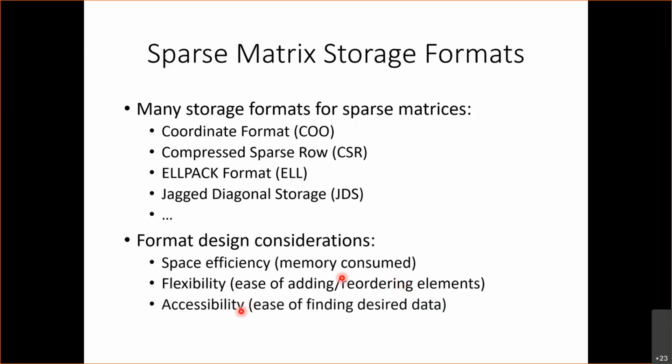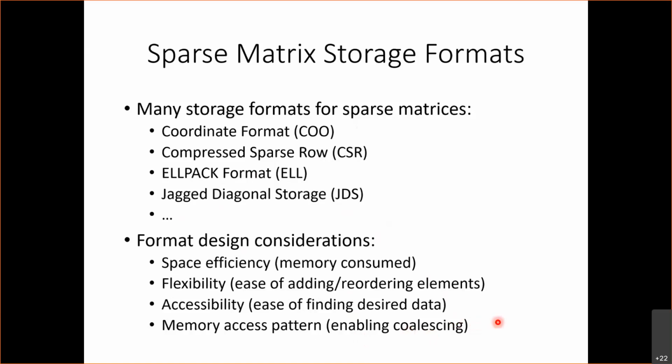Another one is accessibility, the ease of finding the desired data. When you access a matrix, you want to access it in a particular way. Maybe you want to go through all the rows of the matrix, or maybe you want to go through all the columns. Depending on how you would like to access your matrix, different formats might make certain types of accesses easier than others. Yet another one is the memory access pattern that the storage format enables. In the context of GPUs, it's whether this storage format enables memory coalescing. How you lay out your data impacts how you access your data, so you can design formats that give you better coalescing.